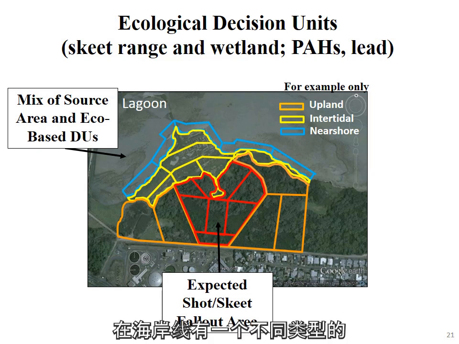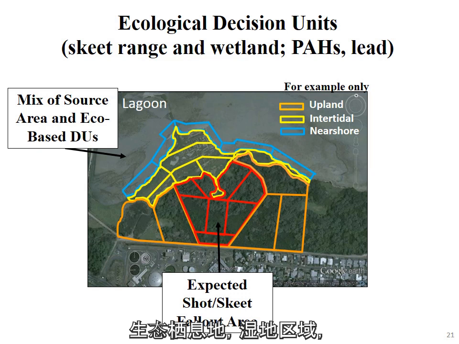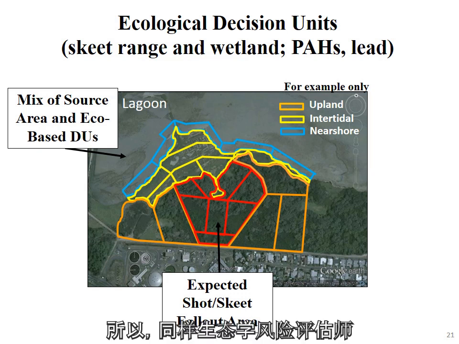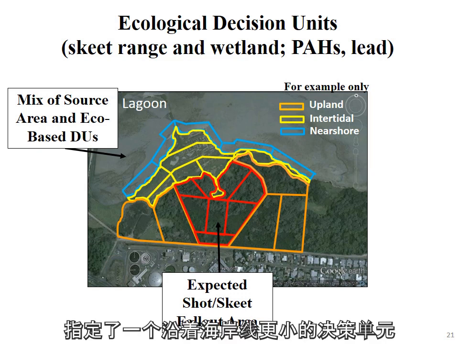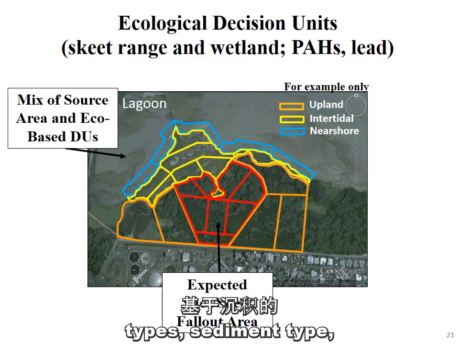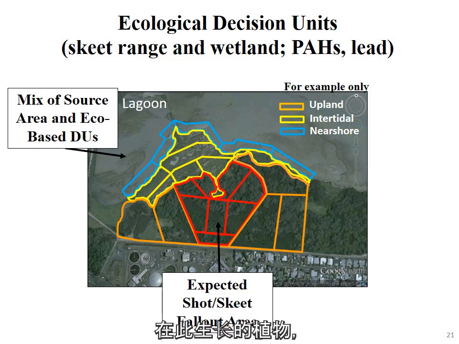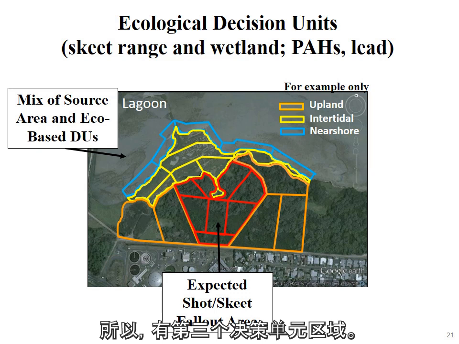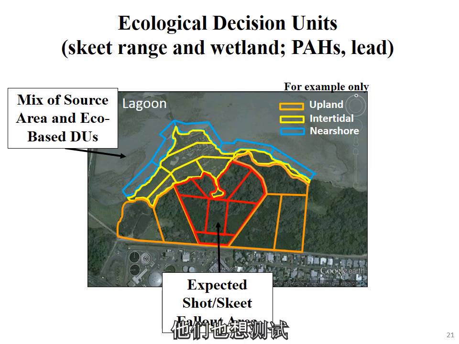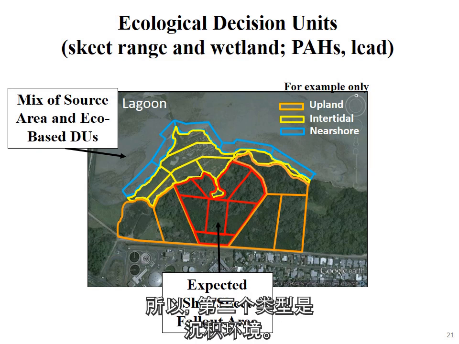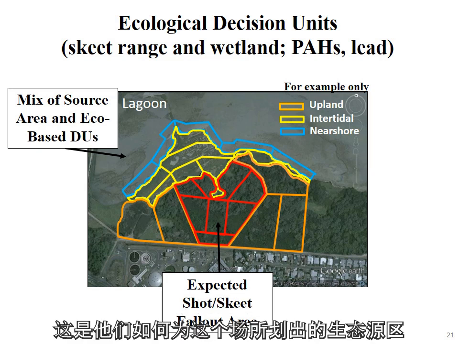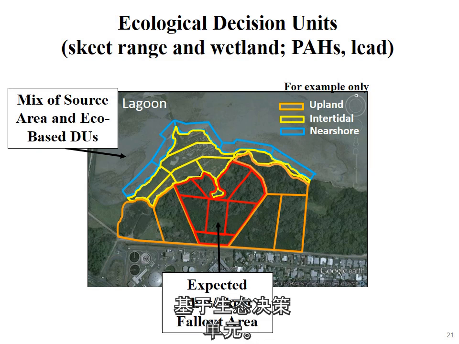Then along the shoreline, a different type of ecological habitat, wetland areas. So the same ecologist, risk assessor, designated smaller DUs along the shoreline based on depositional types, sediment type, the plants growing there, and the animals living in this area. So there's a third area of decision units, and they also wanted to test the sediment right below the low tide level. Those are the blue decision units here. So a third type of depositional environment. So that's how they laid out the eco source area and eco-based decision units for this site.